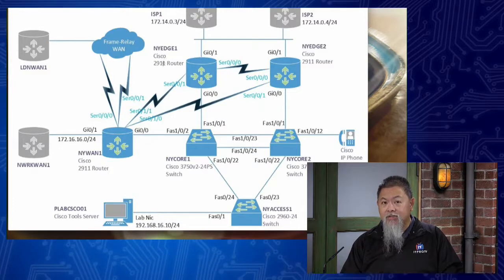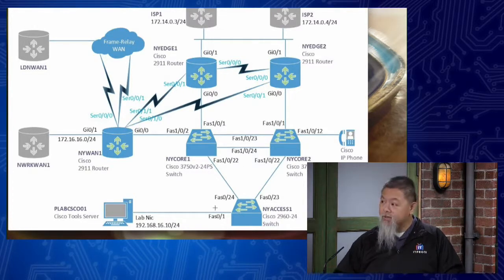But everything else internally, Vaughn, is going to represent my LAN connection inside. So NY Core 1, NY Core 2, as well as NY Access 1, and all those devices are going to be internal to my network too. So Vaughn, at the very basics in terms of regular roles, it provides for us WAN connectivity, okay?